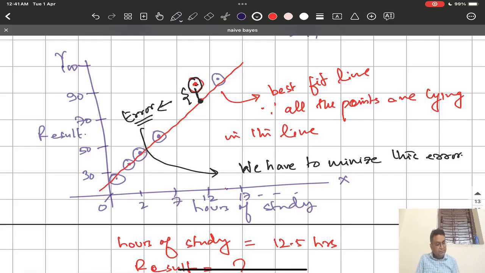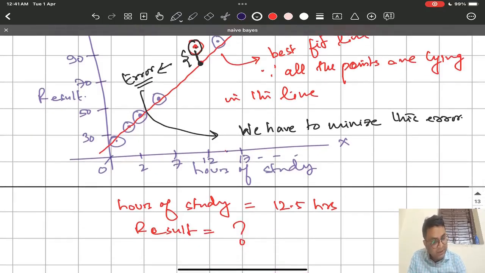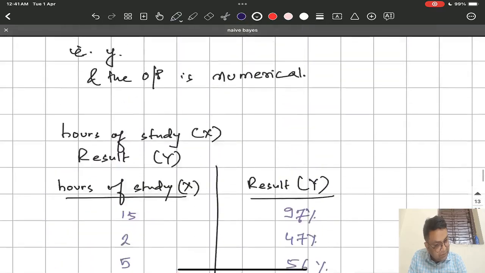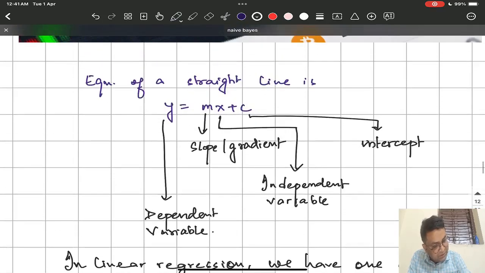Okay. Now let me discuss something. What is this intercept? I have talked about this intercept. You know where is the intercept? This one is the intercept. Now what is this actually? What is this intercept?